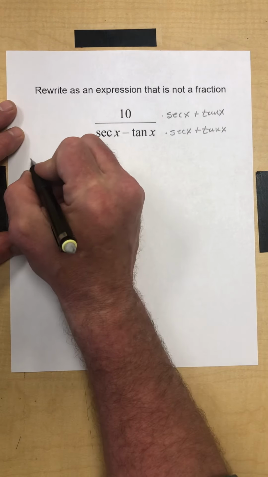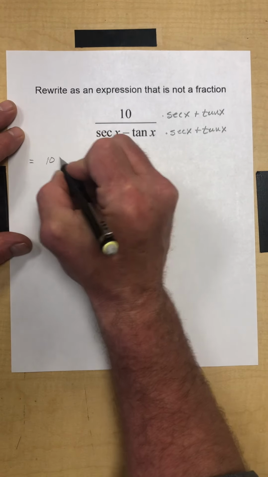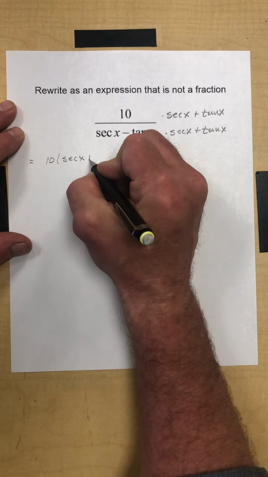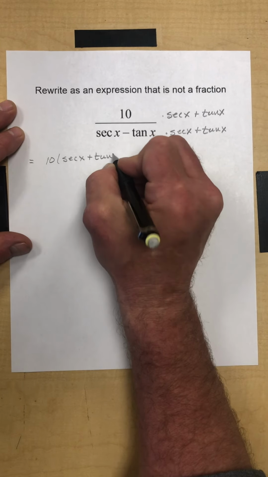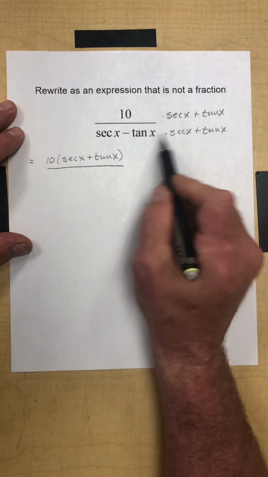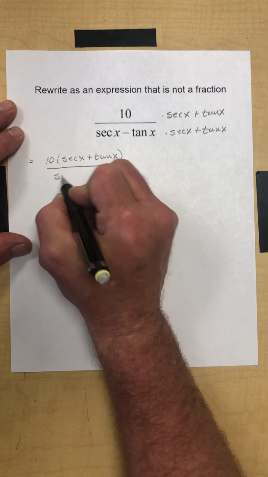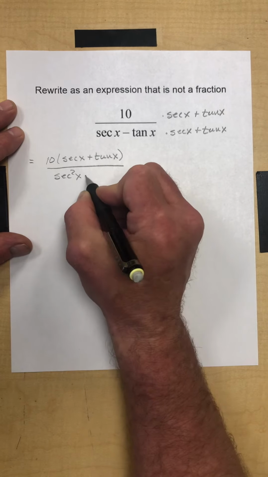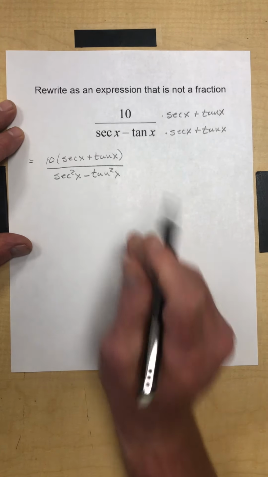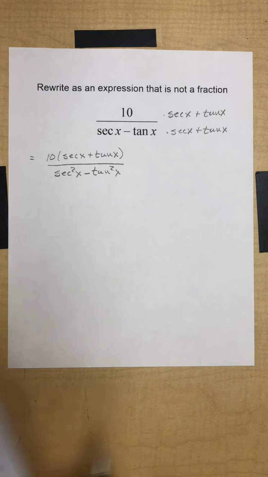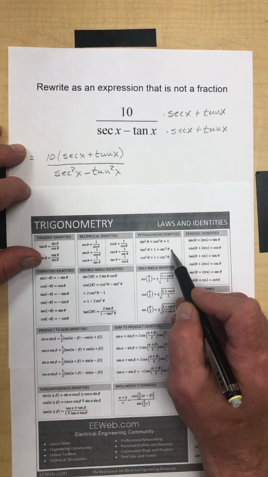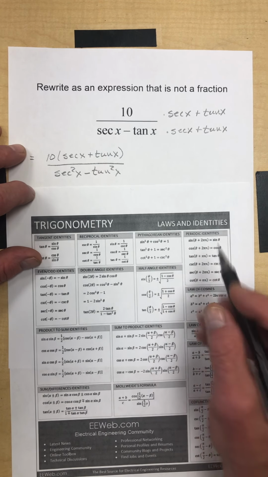Okay. So I'm going to get 10 times the quantity of secant x plus tangent x all over, remember, anytime you multiply conjugates, you get a difference of squares. So I'd get secant squared of x minus tangent squared of x. And then this guy right here, again, I see secant squared and tangent squared. So I'm going to go to my second Pythagorean identity and see if I can do something with that.